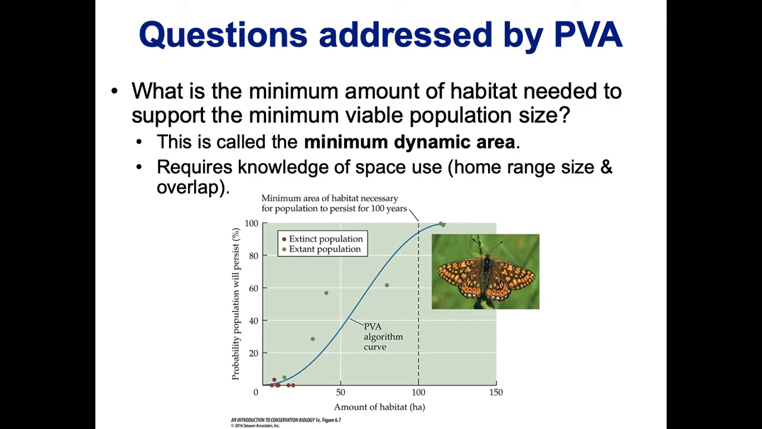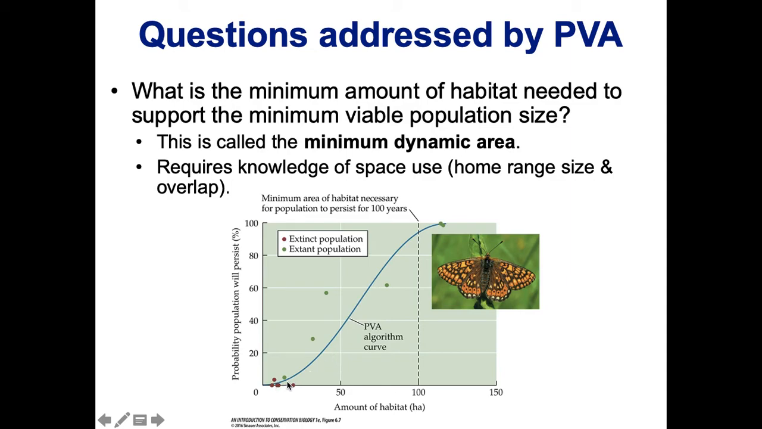And so this graph shows the probability that a population will persist and how big the population is. And then they color-coded them whether they went extinct or did not go extinct. Remember, they're still alive. And this is the algorithm from the population viability analysis.